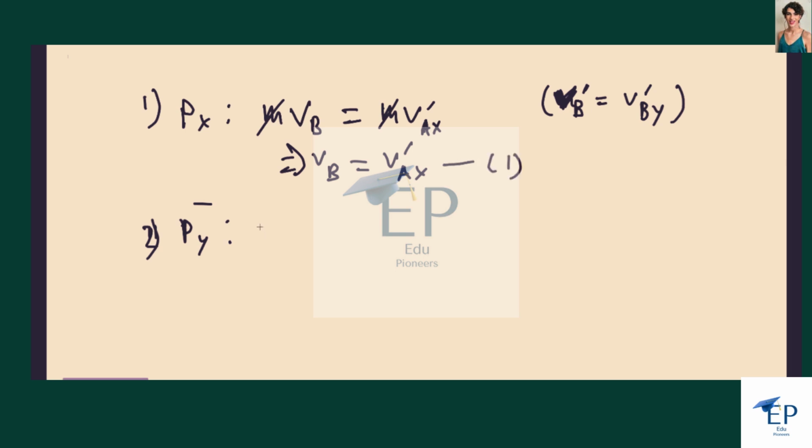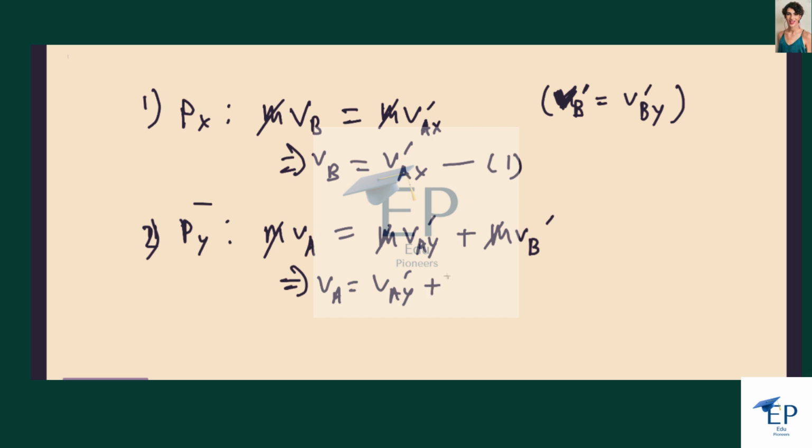Second equation we're using is momentum conservation in the y direction. In the y direction, initially you just have the velocity of A. So m vA is equal to m vA y prime, plus m vB prime, and remember vB prime is equal to vB y prime because there's no x component to that. The masses again cancel here, and we are left with vA equals vA y prime plus vB prime, and that is equation 2.